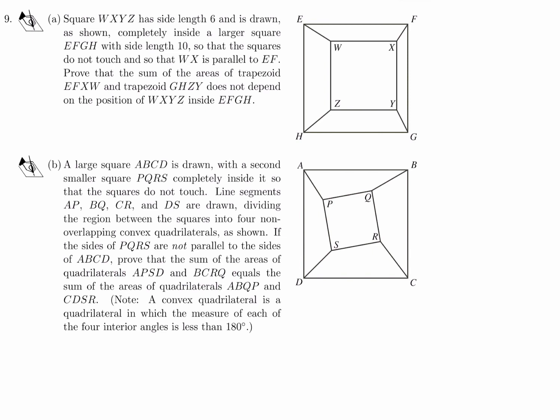Square WXYZ has side length 6 and is drawn, as shown, completely inside a larger square EFGH with side length 10, so that the squares do not touch and so that WX is parallel to EF. Prove that the sum of the areas of trapezoid EFXW and trapezoid GHZY does not depend on the position of WXYZ inside EFGH.